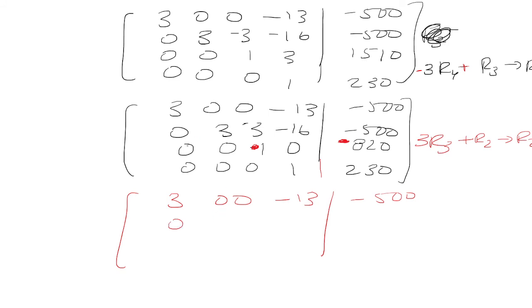Okay, so 3 times 0 plus 0, 3 times 0 plus 3, that's 3. 3 times 1 is 3, plus negative 3 is 0. 3 times 0 is 0, minus 16 is negative 16. Then we have 3 times 820 minus 500. That's going to be 1,960. And then everything else is the same.